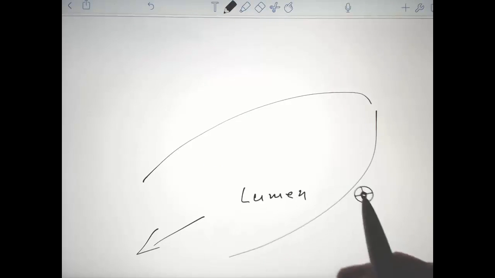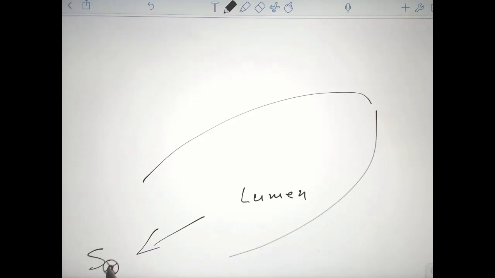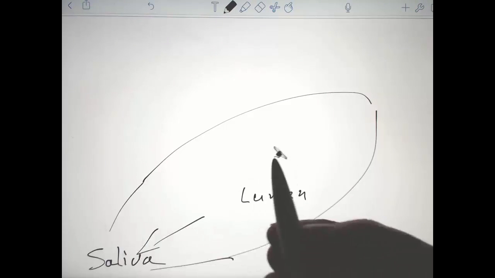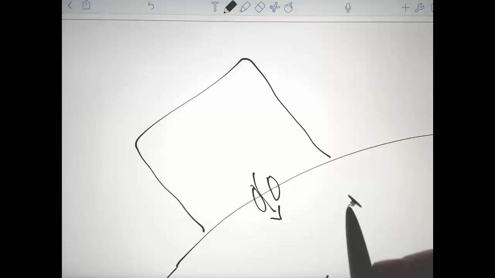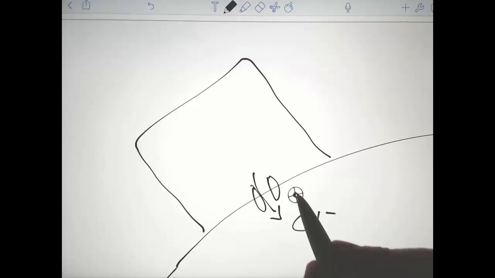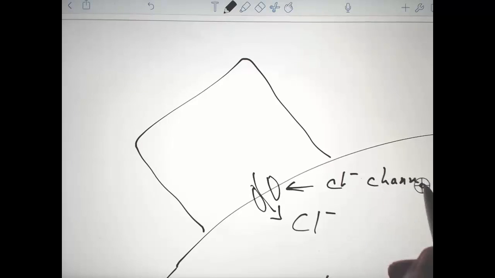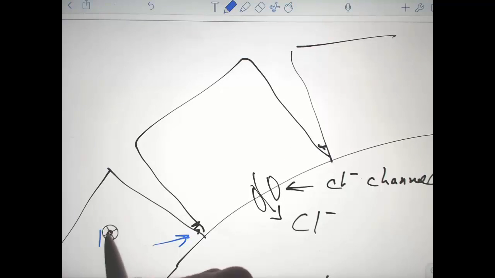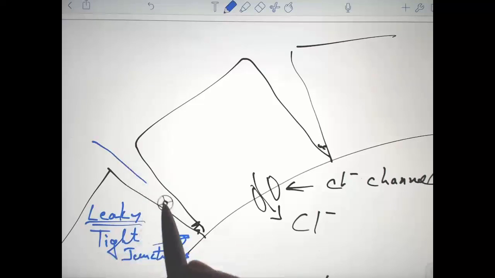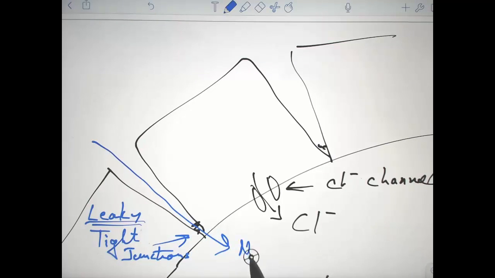Here's the lumen of the salivary gland. Saliva would be secreted out here. And let's look at a particular cell here. The movement that moves sodium and chloride in is through a chloride channel. In salivary glands, the tight junctions are leaky. And so when chloride moves out, sodium and water follow passively. Sodium is attracted to the chloride, and water because of the solute concentration.